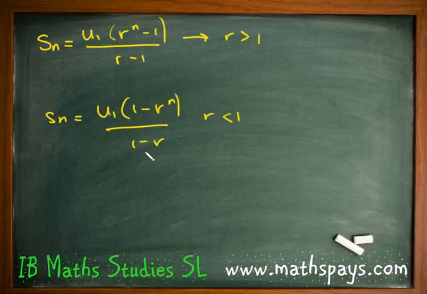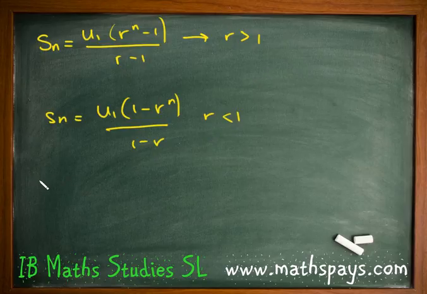Also notice that if r is equal to 1, then r minus 1 is going to equal 0, and it's going to get divided by 0. It's not going to work too well. So we won't have r equal to 1 either. So they're the two formulas that we need to use. So let's look at an example of a question.